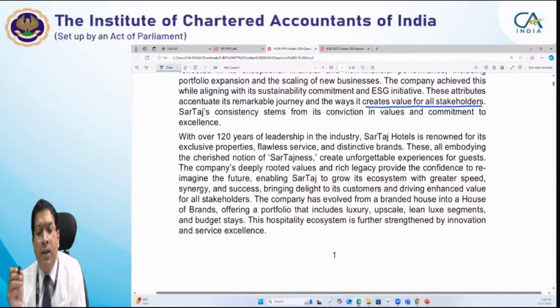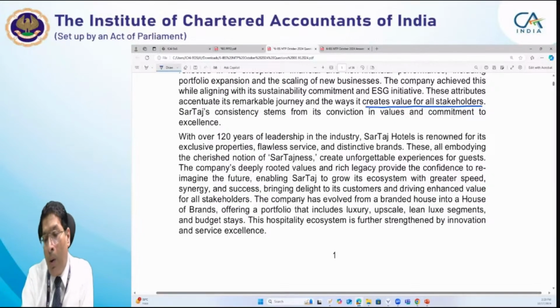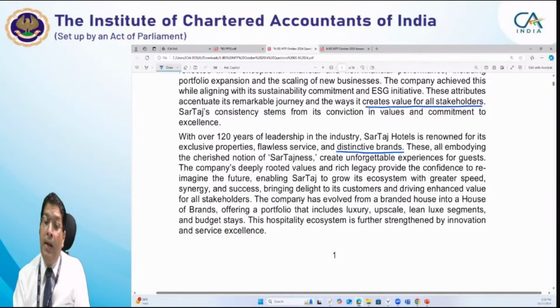Sartaj's consistency stems from its conviction in values and commitment to excellence. With over 120 years of leadership in the industry, Sartaj Hotels is renowned for its exclusive properties, flawless services, and distinctive brands. Okay, company has distinctive brands.